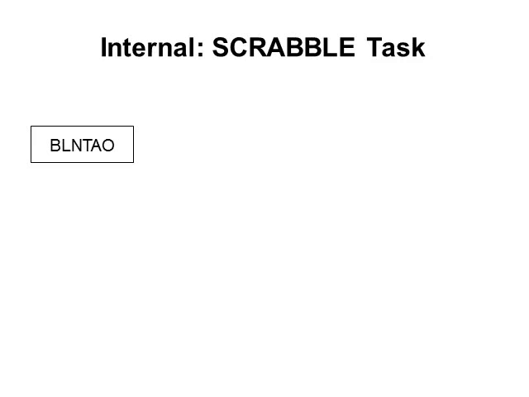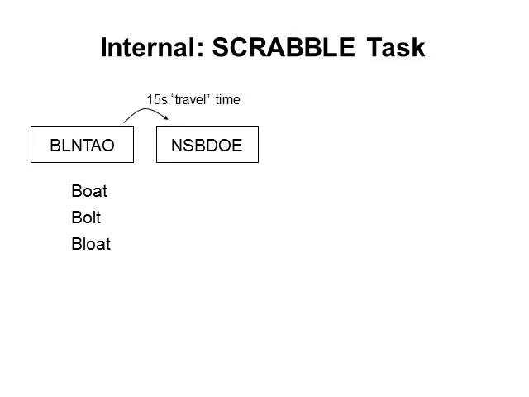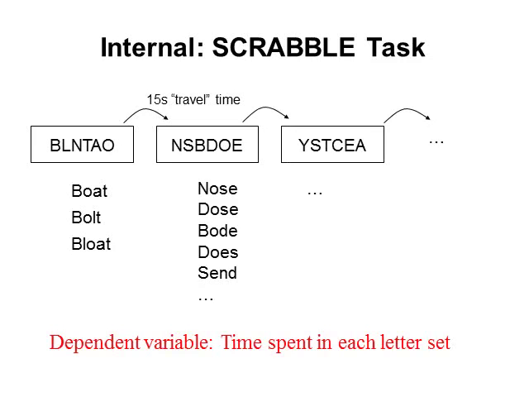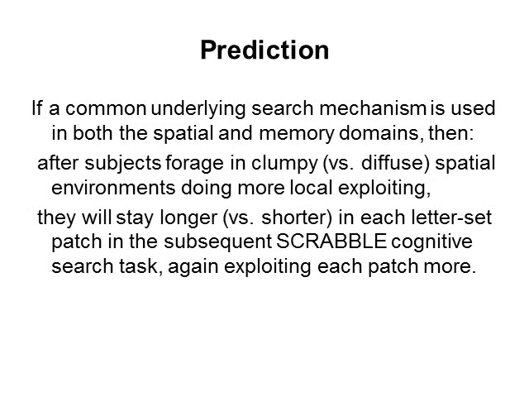And we had people do the internal memory search task, and again, it's coming up with words out of a set of random letters. And what we wanted to find is how long they are spending in each of these patches, depending on whether or not they had been in a patchy spatial environment or a diffuse spatial environment. And what we found was, indeed, that when people were in a clumpy, patchy spatial environment, they spent longer. This is now comparing the time exploiting each of the word patches before versus after. They spent longer after exploiting clumpy environments than after exploring in a diffuse spatial environment. So this is priming from the spatial search to the mental search, suggesting that it could be the exact same mechanisms that are being used for both of those.